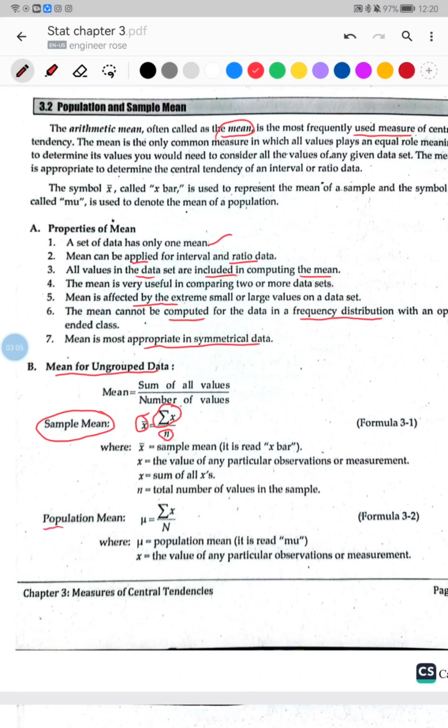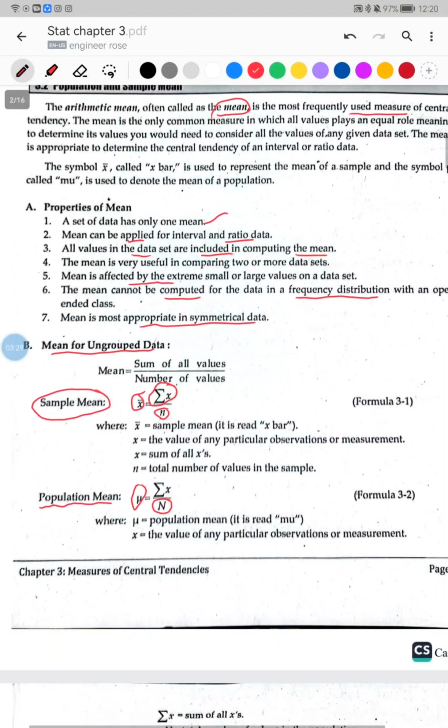And second is the population mean. Actually, it is the same kind of formula, only the symbols differ. Mu, the population mean, equals the summation of x over N. Unlike the sample mean, where n is a small letter, in the population it is a big letter N.